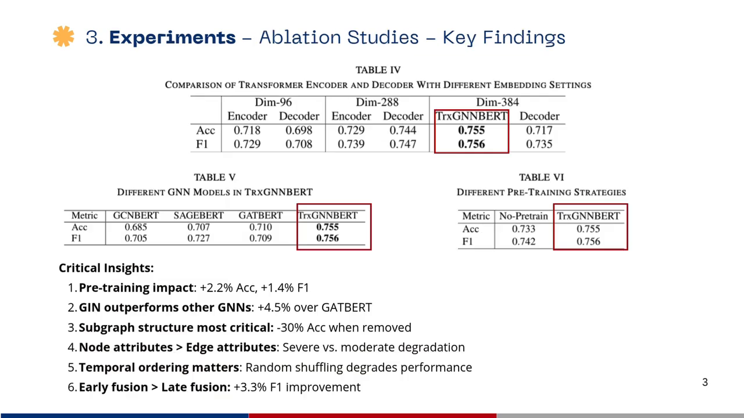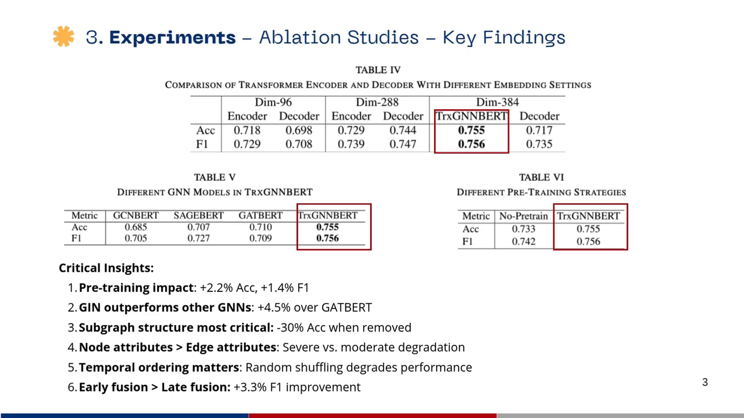The authors of the paper used ablation studies for the experiments, which strategically removed some of the components from this architecture to see how it affects the performance. Let me discuss what these ablation studies reveal and what matters in this proposed model. First, pre-training has a positive impact, adding 2.2% accuracy and 1.4% of F1 score. While not massive, it's a consistent improvement without any labels.